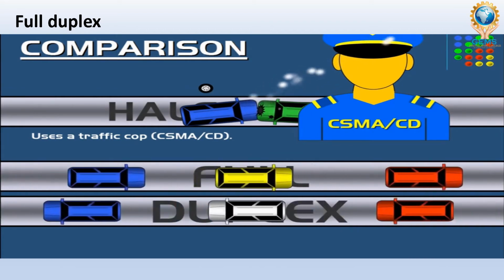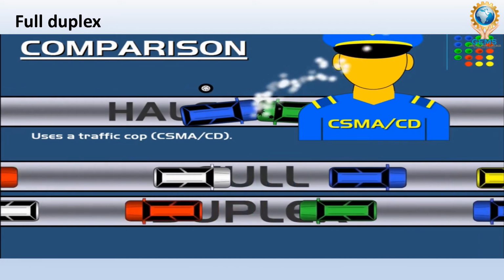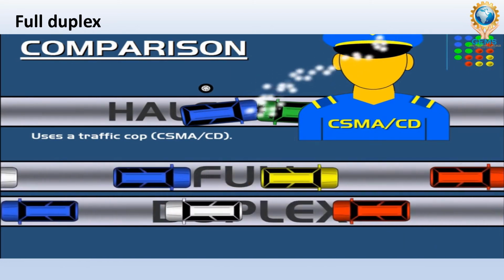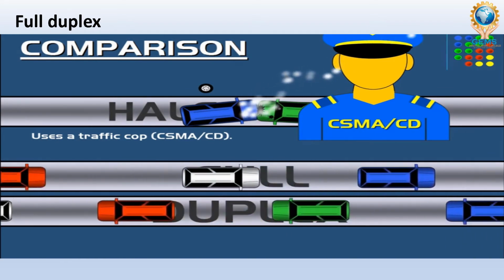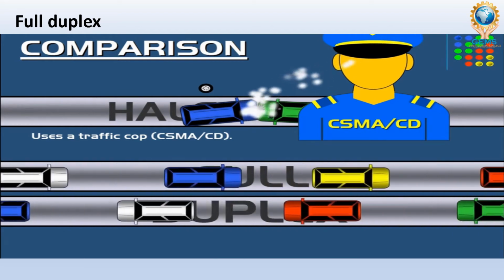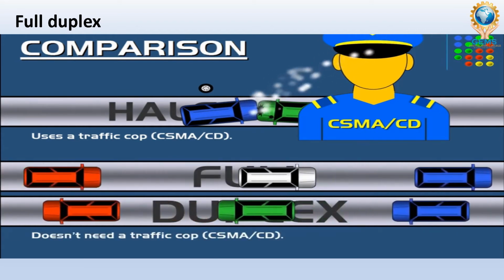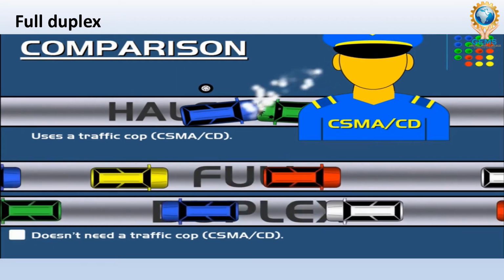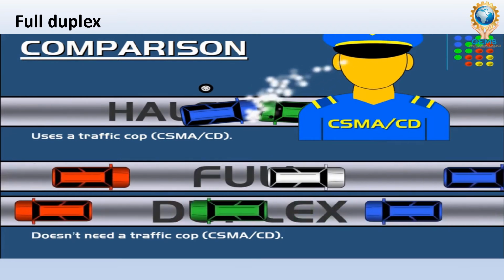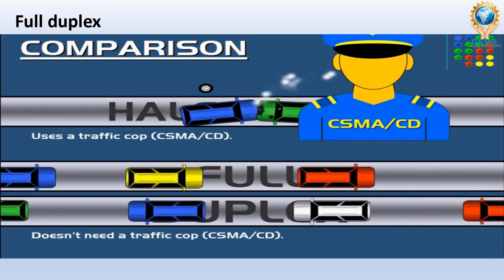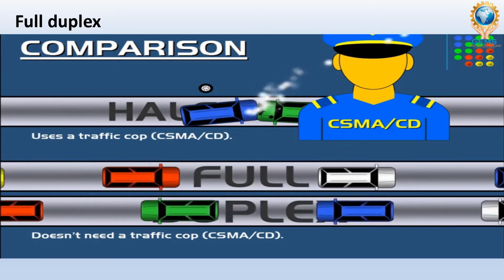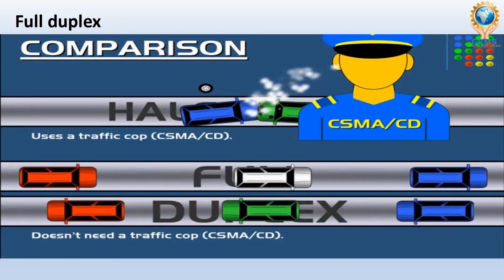But in full duplex, in the lower part, we are seeing two lanes, separate lanes for different directions, like highways have. In the upper lane, traffic goes from left to right. Below, it goes from right to left. So it can communicate freely with both sides without any traffic. Here it doesn't need a traffic cop like CSMA/CD, because there is an independent route for each particular direction of communication. So it is free to communicate.